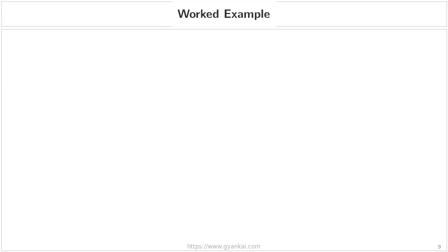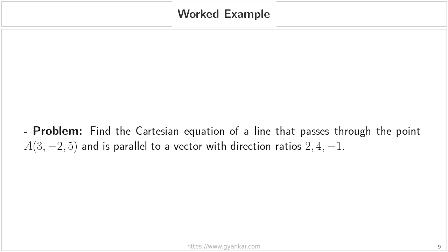Worked example. Now that we have understood the theory and the derivation behind the formula, let's put it into practice with a concrete example. Here is a problem for us to solve. Find the Cartesian equation of a line that passes through the point A with coordinates 3, -2, and 5, and is parallel to a vector with direction ratios 2, 4, and -1. We will break this down step by step in the next few slides to ensure we apply the formula correctly.